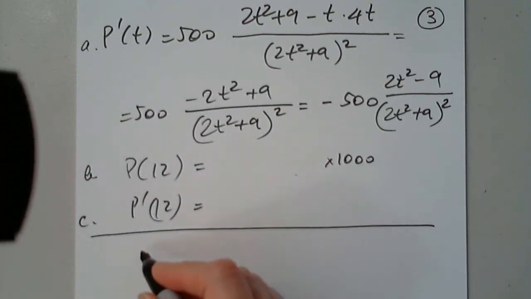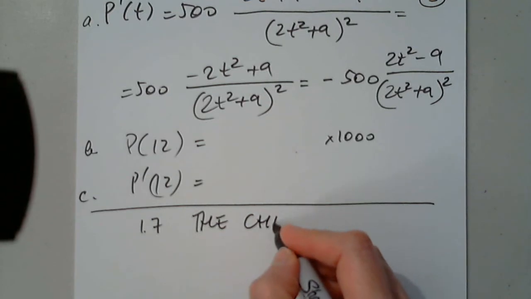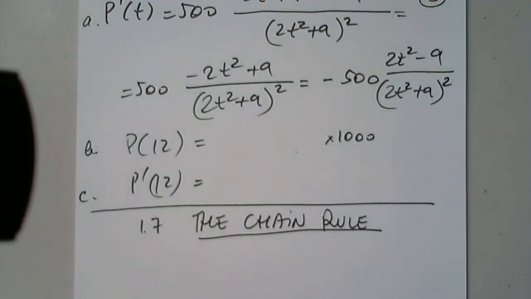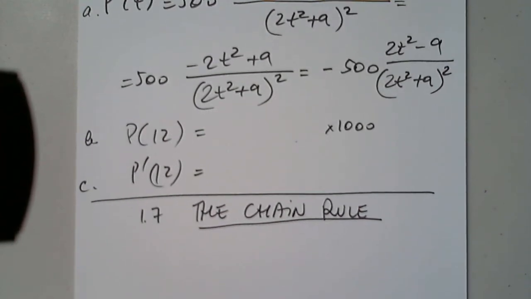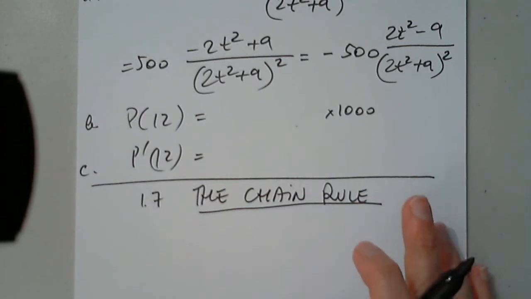So let's take a look at what is called the chain rule. No more rules after this one, I promise. This is the last one. So what does the chain rule represent?